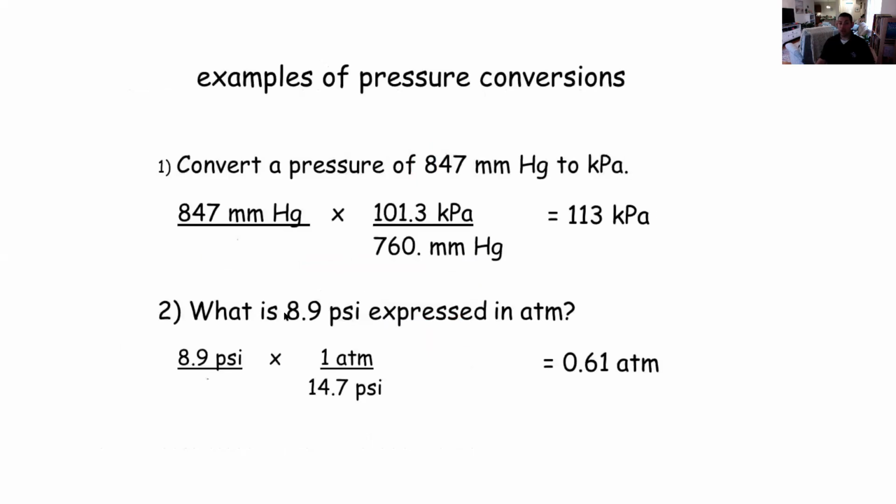What is 8.9 PSI expressed in ATM? Again, we take the 8.9 PSI. That's our given unit. Given unit goes on the bottom, PSI on the bottom. What you want, ATM, on top. Put in their equivalences, 1 ATM, 14.7 PSI. So this means 8.9 times 1 divided by 14.7, 0.61 atmospheres.